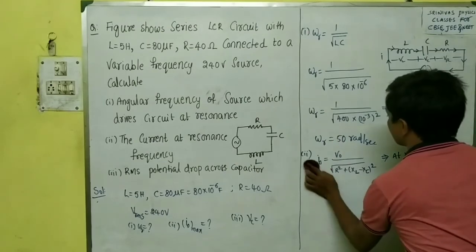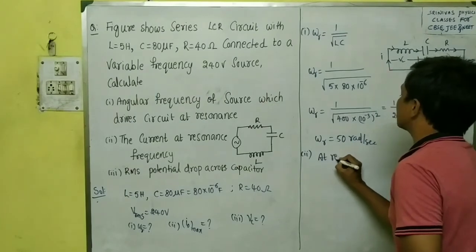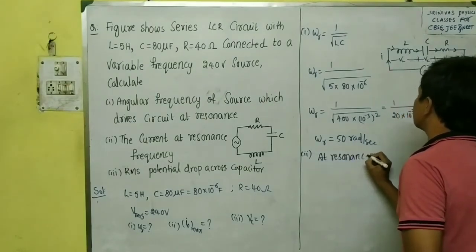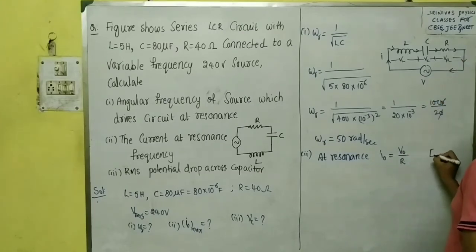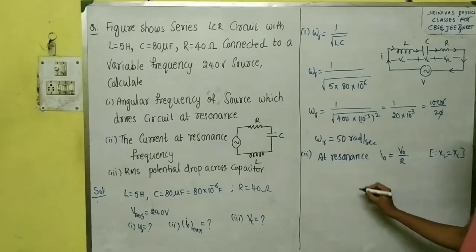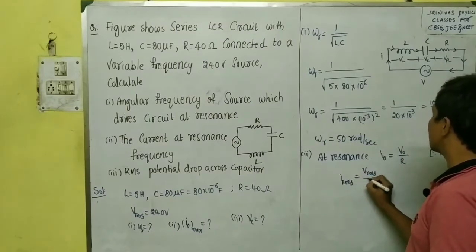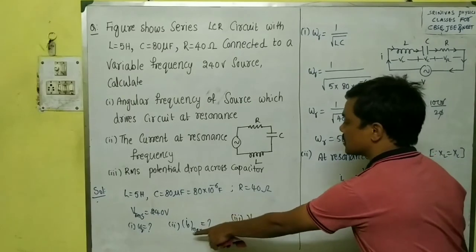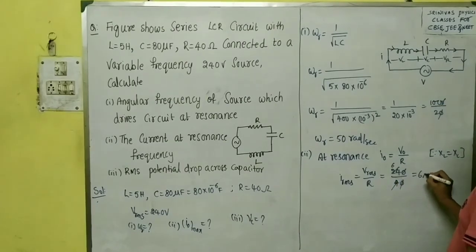At resonance the current we can write directly, no need of all these things. The peak value of current is peak voltage by resistance, because at resonance XL is equal to XC. If you want the RMS current, you write VRMS by R. VRMS is 240, resistance is 40, zeros cancel, 24 by 4, so 6 amperes is the current.